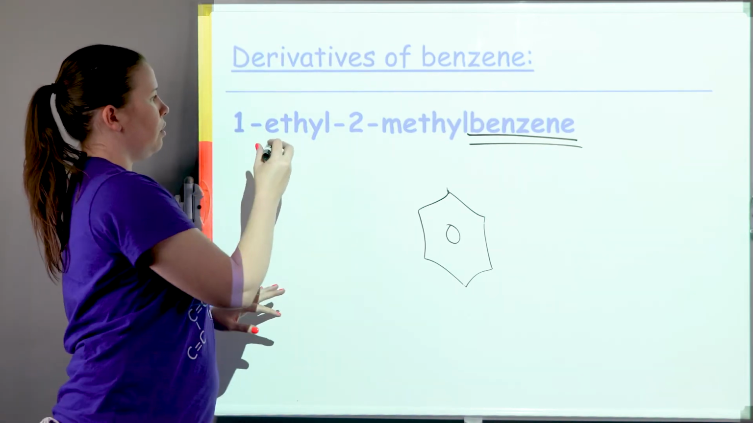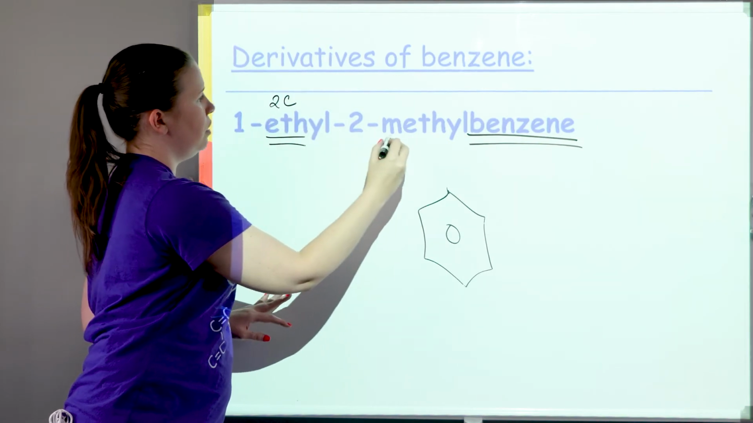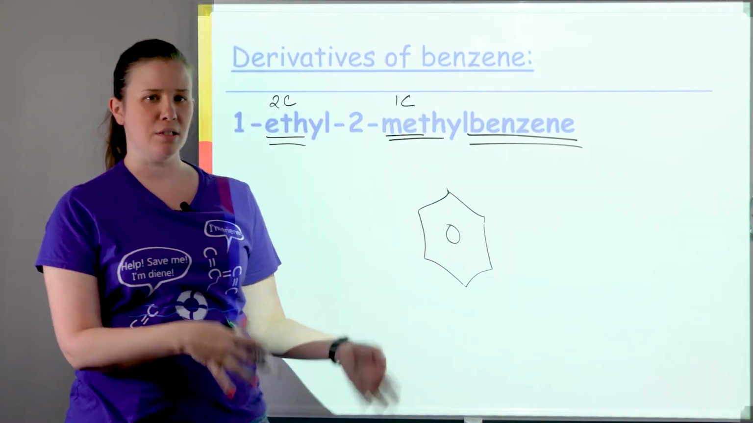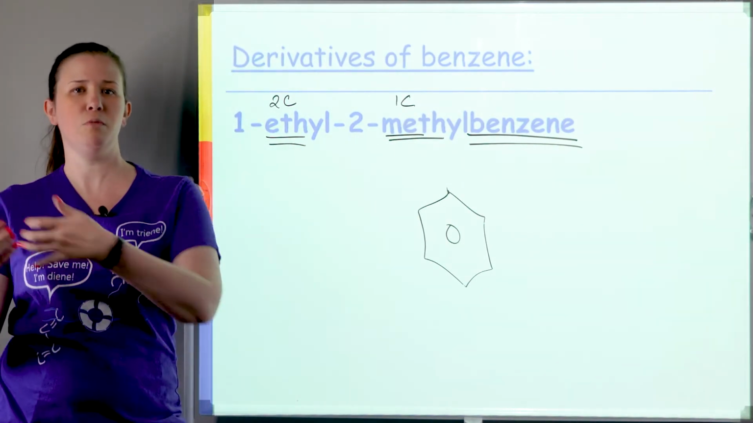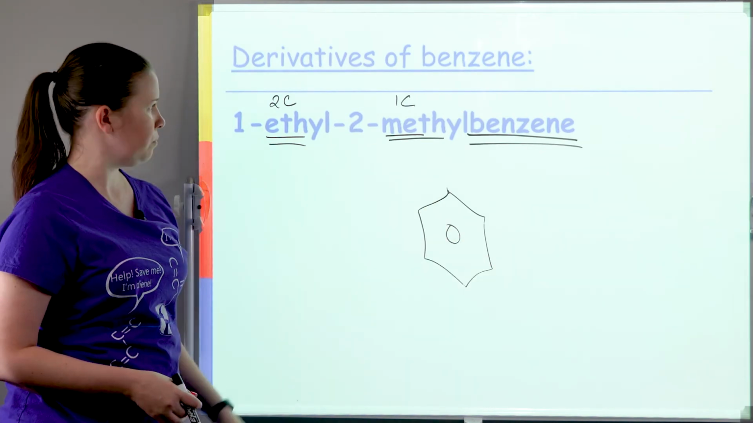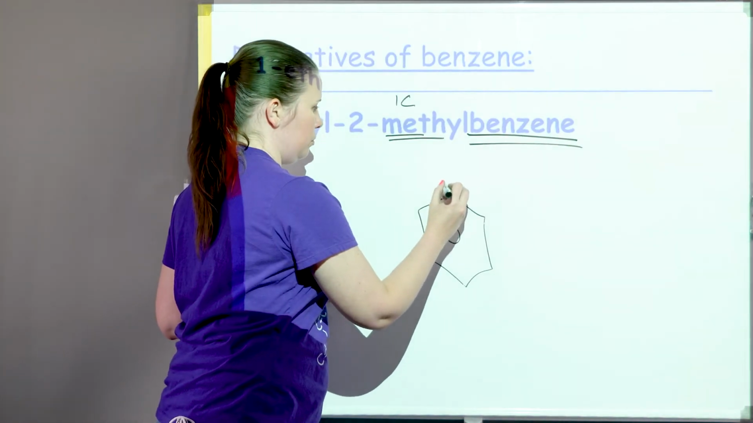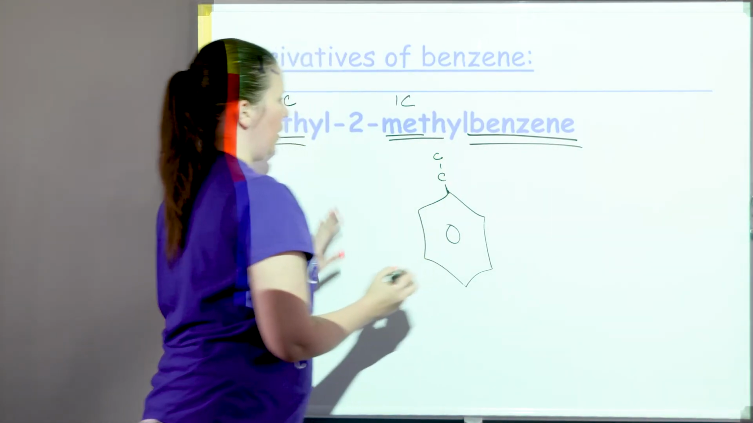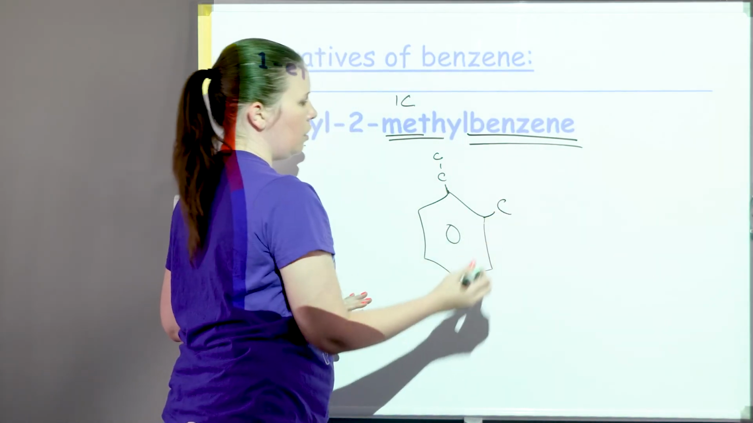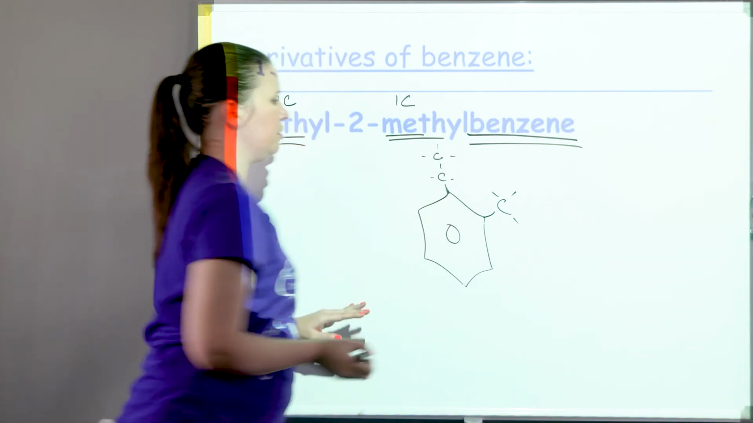Now let's talk about what the attachments are. Eth meant 2 carbons and meth meant 1 carbon. So I'm going to have one attachment with a couple of carbons and one attachment with only 1 carbon. And that does not include the 6 carbons that are already here. So let's put our 2 carbon attachment on the first one. 1, 2. And then put our 1 carbon attachment on the second one. Now the attachments need hydrogen, so we're going to draw our H's.